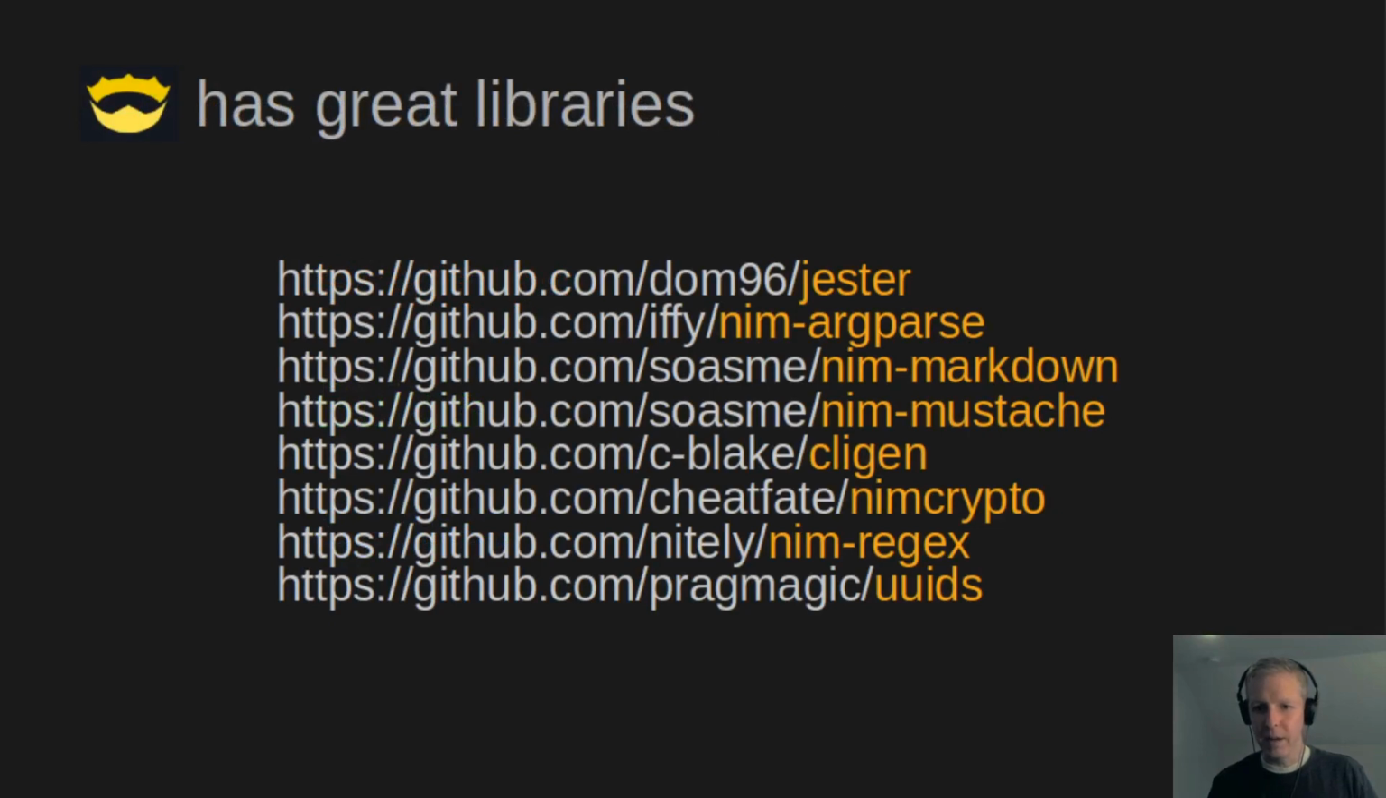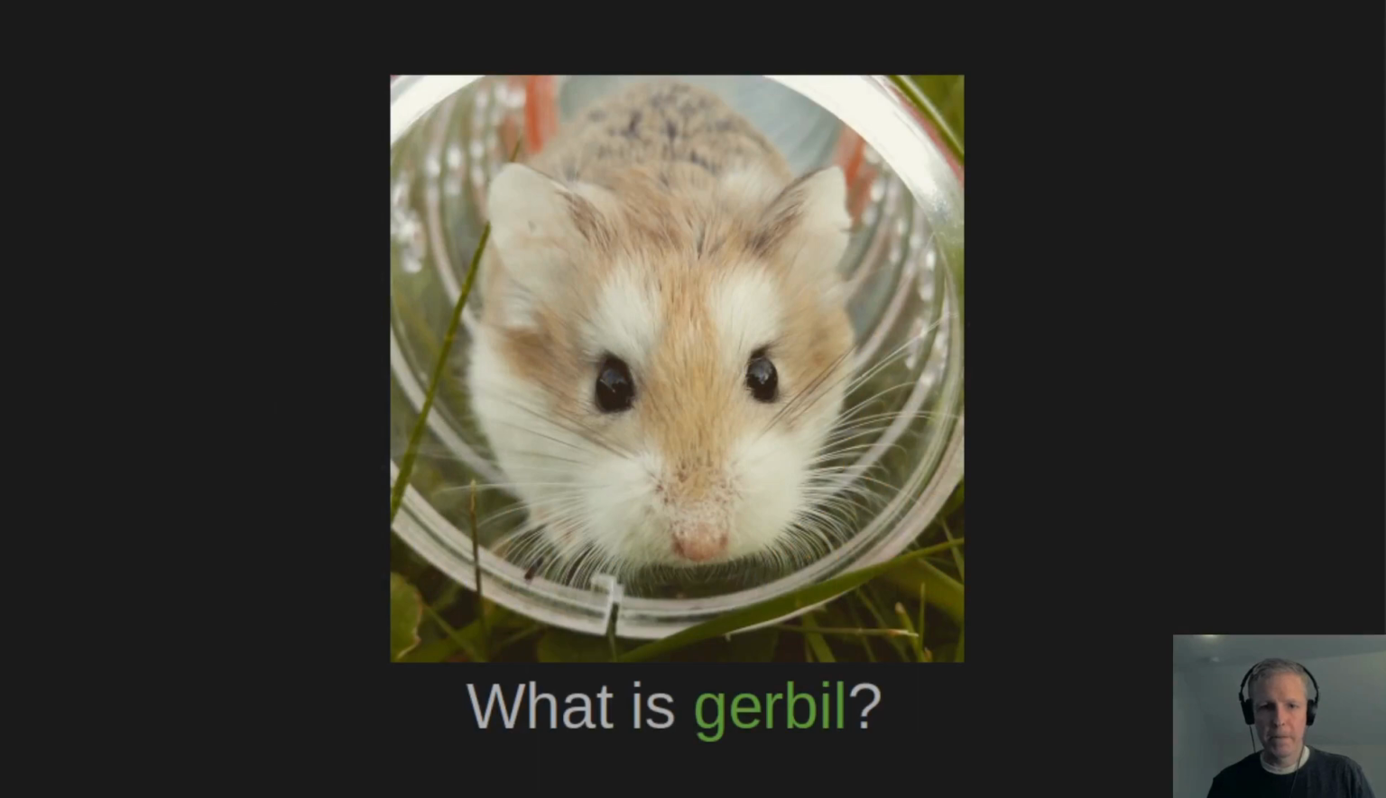Well, it turns out that Nim has really great libraries for this. Between Jester and argparse, Markdown, Mustache, CLI Gen, you can put together a really great CLI scaffolding tool to help you build the site, and you can also serve it. So in this instance, what is Gerbil? What are the specifics behind it?